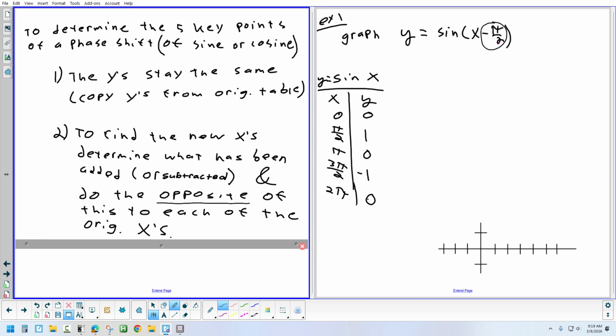So because I want that graph to move to the right, I need to make all my x values bigger. They all have to get bigger. How much bigger? Pi over 2 bigger. So I'm going to add pi over 2 to all the x values.